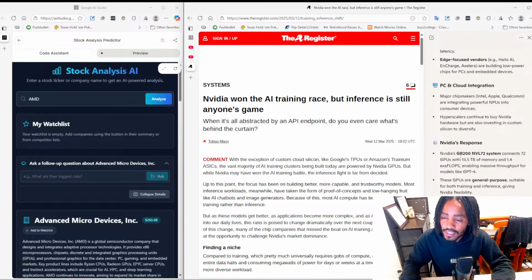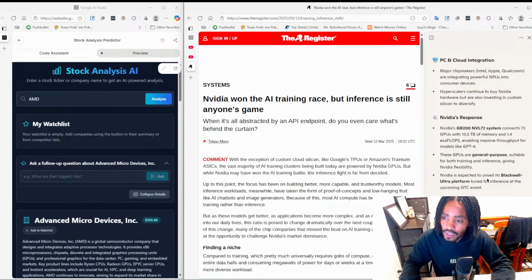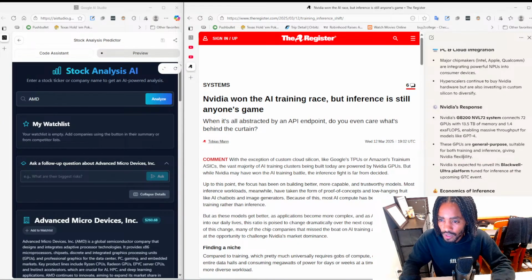NVIDIA's response: the NVIDIA GB200 NVL72 system connects 72 GPUs with 13.5 terabytes of memory and 1.4 exaflops, enabling massive throughput for models like GPT-4. The GPUs are general purpose, suitable for both training and inference given NVIDIA's flexibility. NVIDIA is expected to unveil its Blackwell Ultra platform, tuned for inference, at the upcoming GTC event.